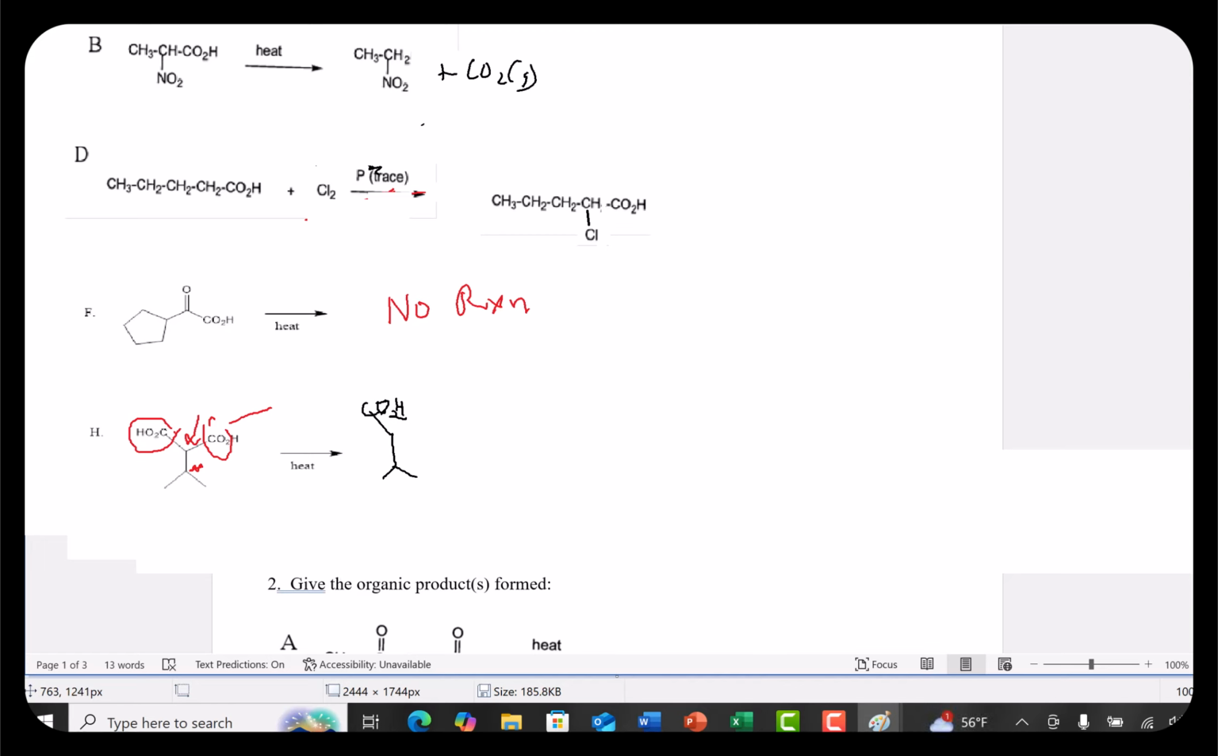And for emphasis, there would be a hydrogen here. And of course, the inevitable byproduct, CO2 gas. All right, so there you go. Now, I think that's all.